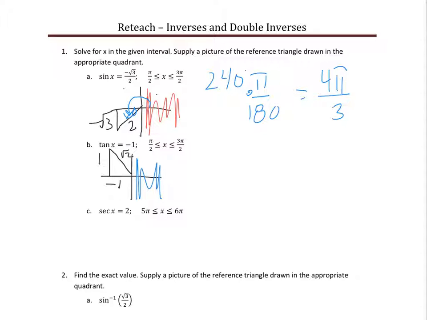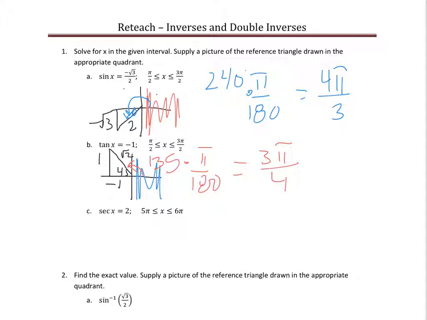So now this angle right here is 45. So this angle is what I'm looking for. That angle in degrees is 135. So I have to change that into radian measure, like so. You get 3 pi over 4.